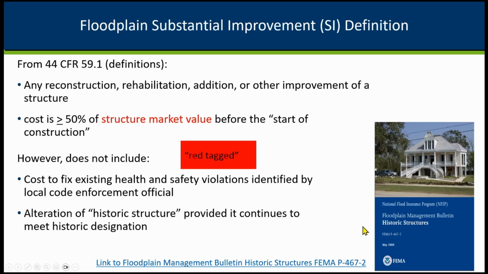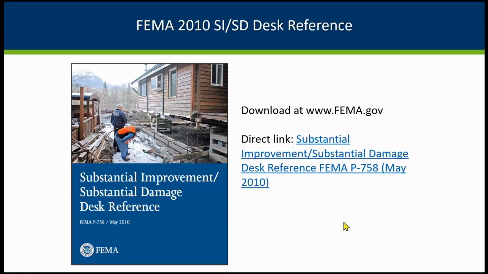If you have historical buildings in your community, you'll want to take a look at this FEMA document and talk to us at DNR in more detail about what they can and can't do if they're a historic building. A good desk reference, and I think they're working on an update of this because it came out back in 2010, is kind of the main source for good information on doing substantial improvement, substantial damage determinations. It's probably a good half-inch thick, but they do have it available as a PDF.